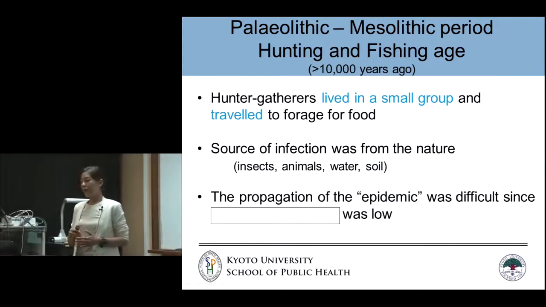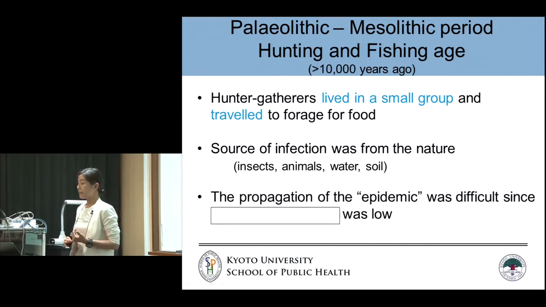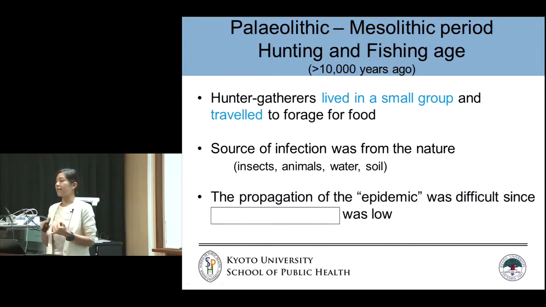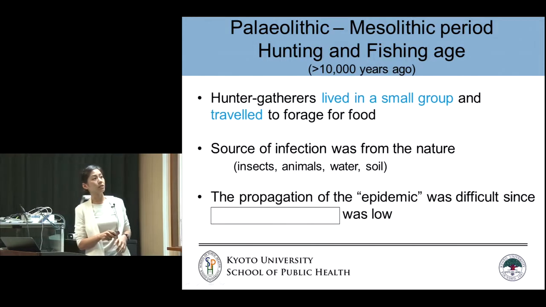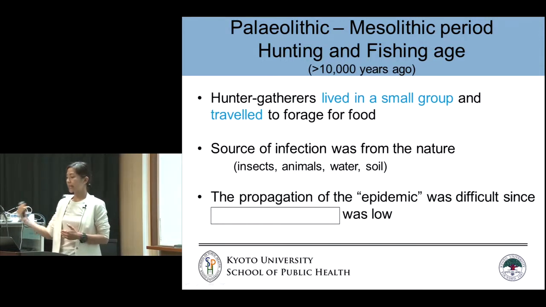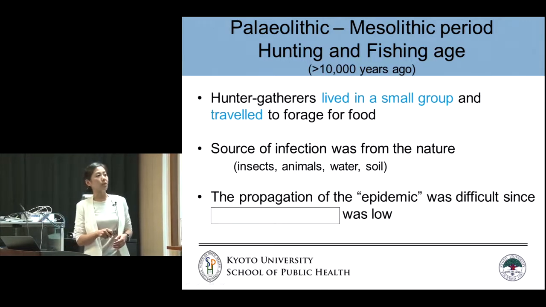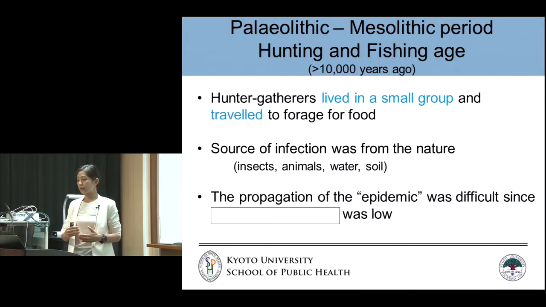So for almost the whole of human history, mankind has lived by carrying out these two basic activities of hunting or fishing and gathering edible items as hunter-gatherers. Also, they lived in small groups and traveled constantly to hunt and forage for food. The source of infection was probably from nature, maybe from insects, animals, water, soil, and so on and so forth, but not from human to human.